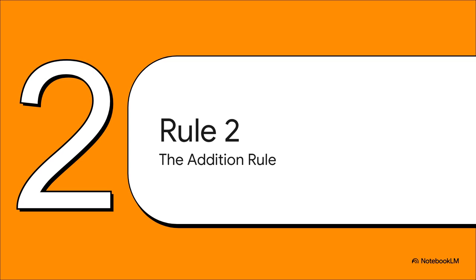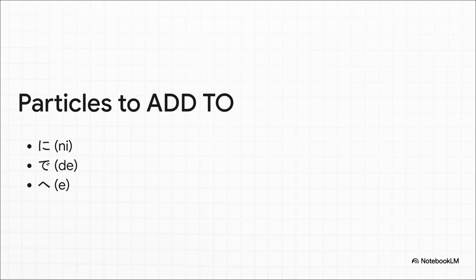All right, you've got the replacement rule down, so let's move on to our second big idea, the addition rule. Now in this case, mo doesn't kick anybody out. Nope, this time it's a team player. It just joins the party. This rule is for particles that tell you things like where or how or to where something is happening. Particles like ni, de, and he. With these guys, you keep the original particle right where it is, and you just add mo right after it.